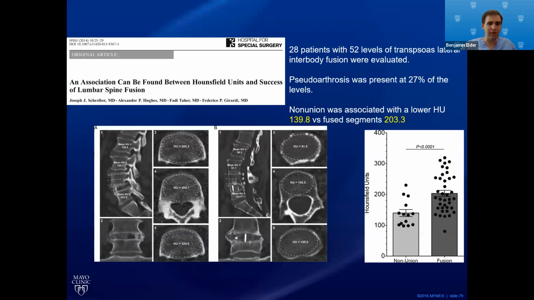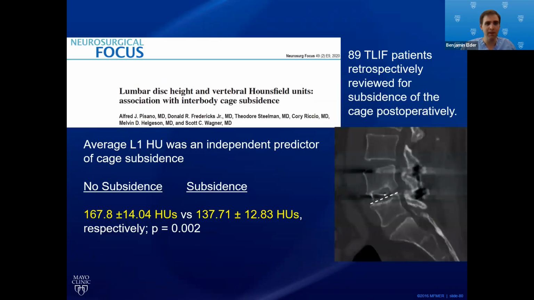This was a paper looking at the association between Hounsfield units and successful fusion, and patients with non-unions had significantly lower Hounsfield units, about 140 versus 200 in those with a solid fusion.